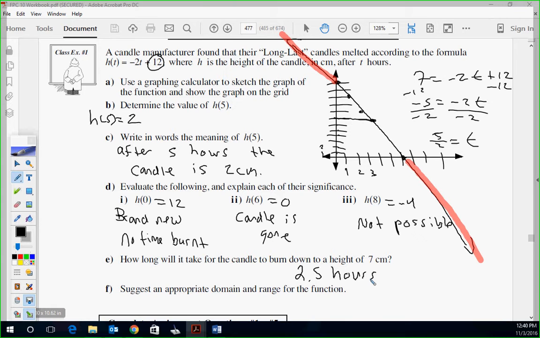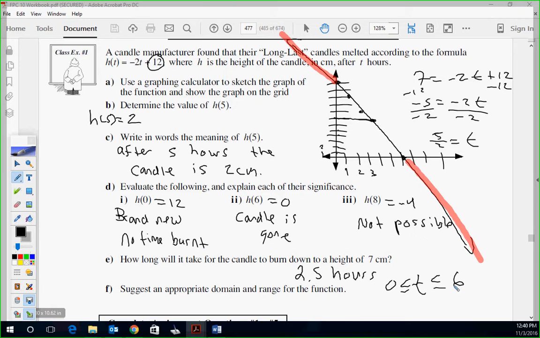Suggest an appropriate domain and range for the function. So this is where I want you to use logic. What's the domain of this graph? What can your time be? Your time has to be between 0 and 6. At 0, you have a full candle. At 6, you have no candle.